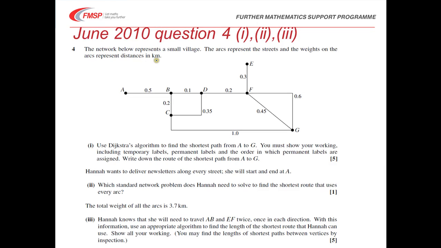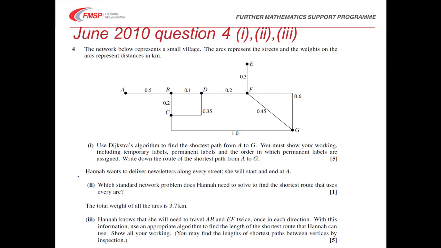So just bearing that in mind, if you're given the units, then it's always a good idea to make sure you put those in your answer. Part 1. We've got to use Dijkstra's algorithm to find the shortest path from A to G, to show your working, including temporary labels, permanent labels, and the order in which permanent labels are assigned. And then we've got to write down the route of the shortest path.